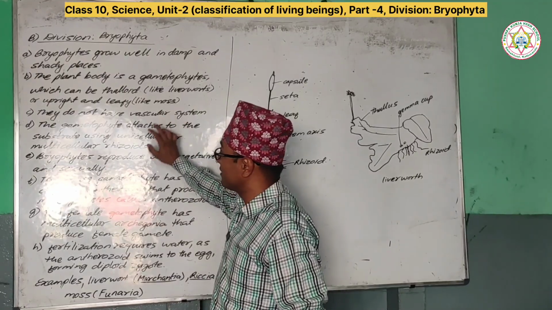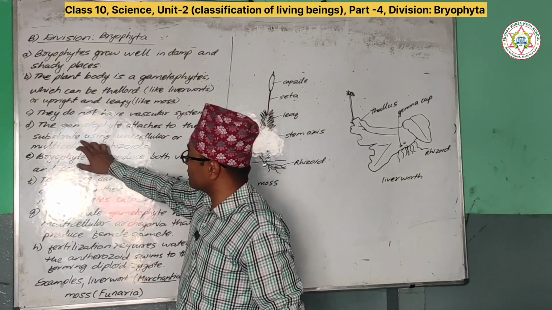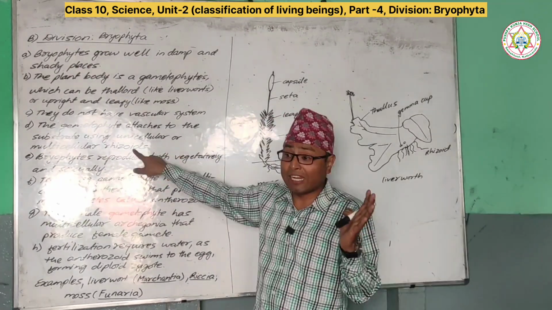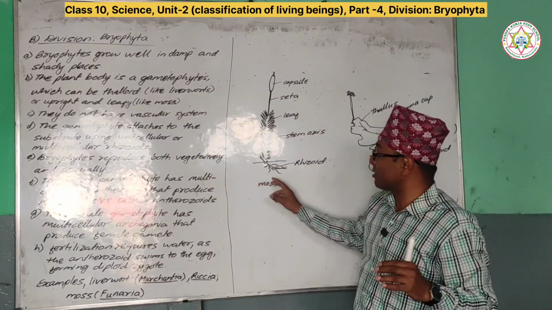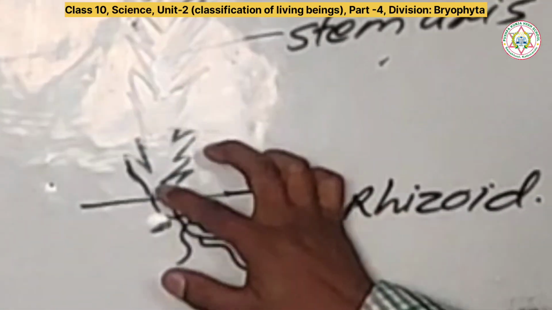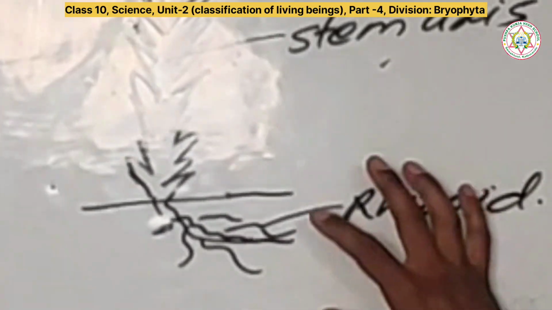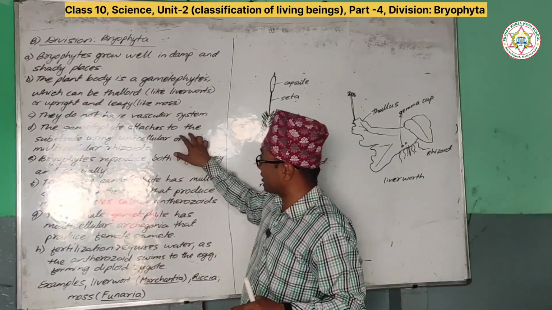Gametophyte is attached to the substratum using a unicellular or multicellular rhizoid. Rhizoid is like a root. So some have unicellular, some have multicellular rhizoids. This root is called rhizoid. And in their gametophytic stage, they attach to the substratum.